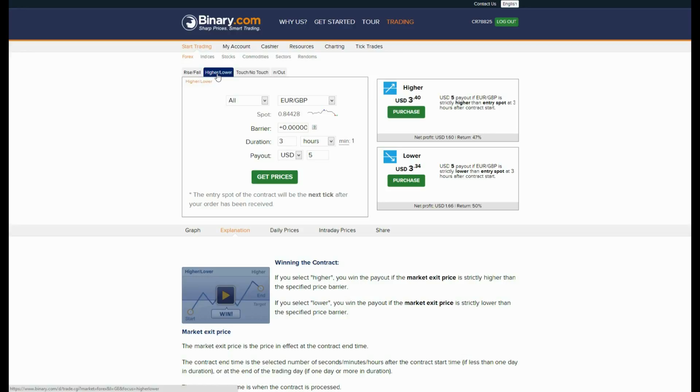For trades with a duration of less than 1 day, you will select the barrier in terms of its difference from the start or spot price. So, if you enter a barrier of plus 0.005, then the contract barrier is this much higher than the spot price at the time of purchase.